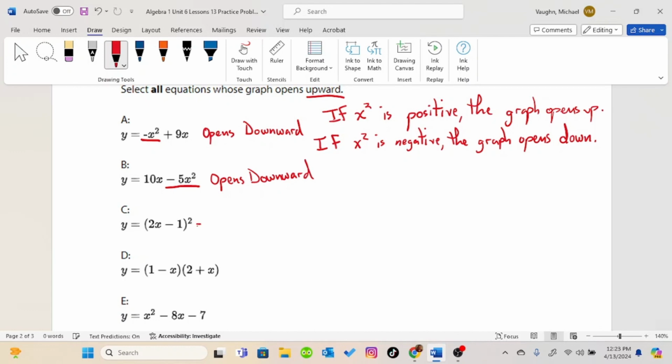In C, we're going to change it to standard form. So this becomes 2x minus 1 times 2x minus 1. And using the FOIL method, 2x times 2x is 4x squared. 2x times negative 1 is minus 2x. Negative 1 times 2x is minus 2x. And negative 1 times negative 1 is plus 1. When we combine the x terms, we have 4x squared minus 4x plus 1. The 4x squared is positive, so C is one of our answers. It does open upward.